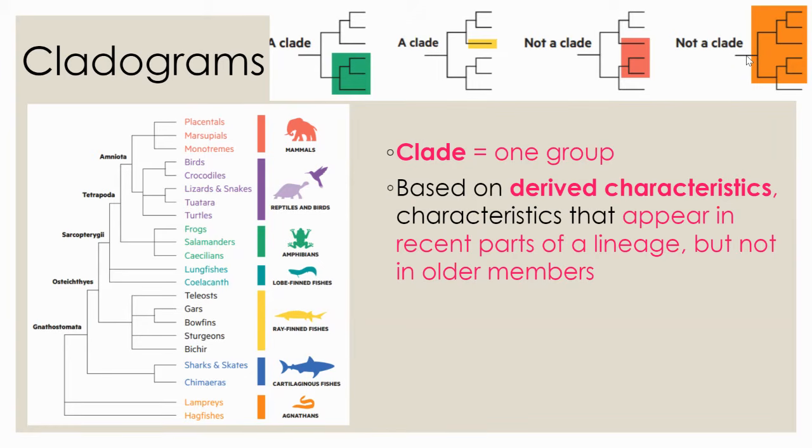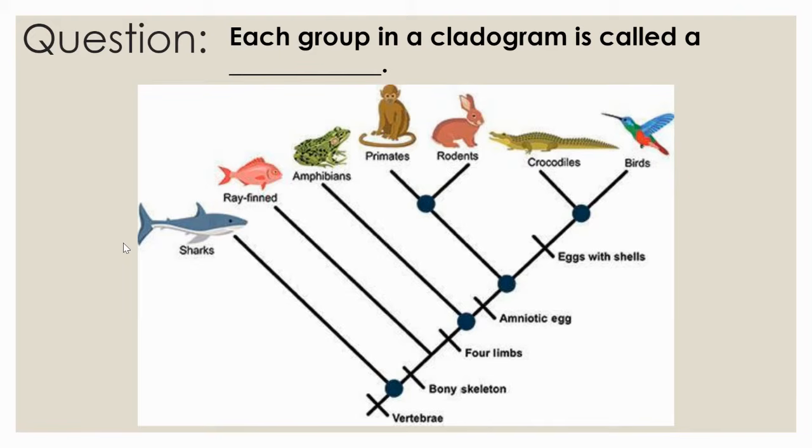So if we're looking on this diagram, we can see that mammals make up one clade here, and they're shown in pinkish reddish color, but they all have whatever derived characteristic comes in here. Reptiles and birds are in one clade that's purple, and they all have, going back to this branch, a derived characteristic. Amphibians are in one clade, and they go back to this derived characteristic, whatever that is. You can kind of start to see there are certain groups that have shared characteristics, and those are clades. So question, each group in a cladogram is called a clade.